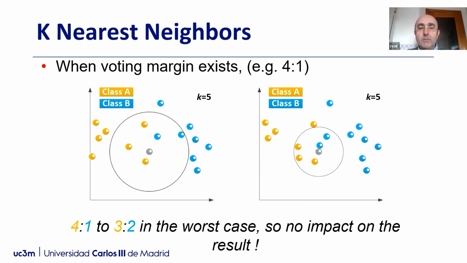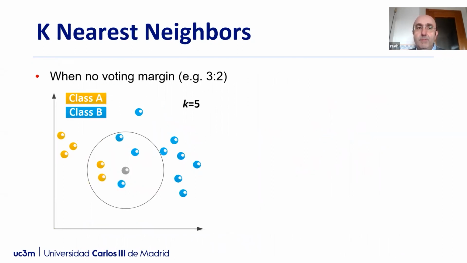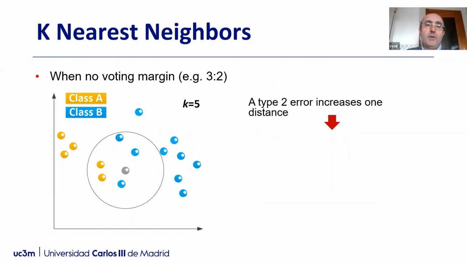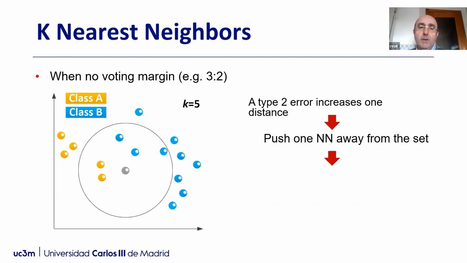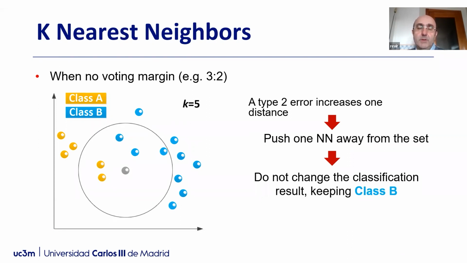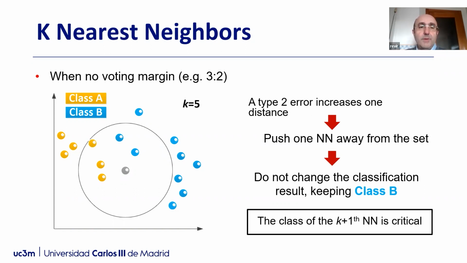If we started with 4 to 1, an error in the computation of one of these distances would just bring us to 3 to 2, which again would be the correct result. So there is no need to recompute when we have the margin. When we have no voting margin, here we have 3 to 2, an error which pushes one away makes us pick the next one. If the next one has the same class as the one we push out, then the classification result is not changed either. So we can also look at the class of the k+1 neighbor and use that to detect and correct errors. Instead here, if the class of the k+1 neighbor is the opposite, it would change the result.